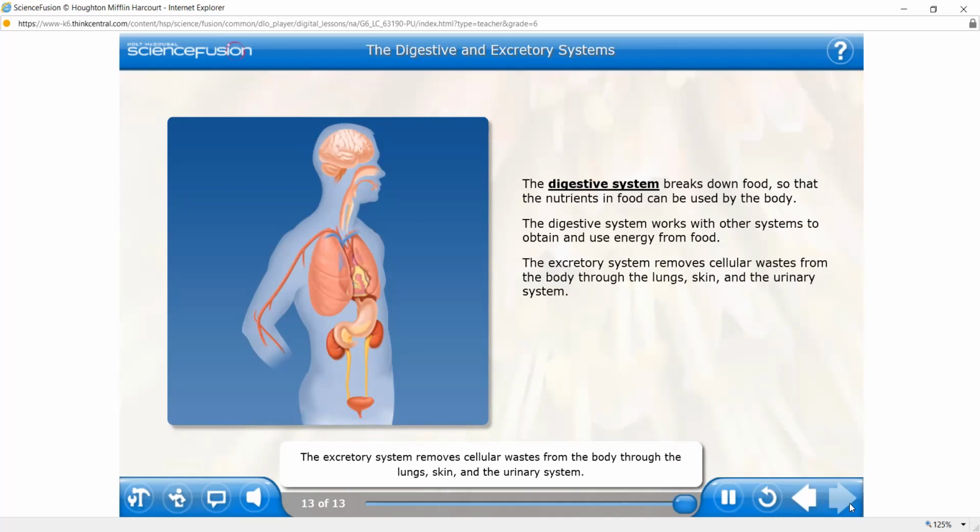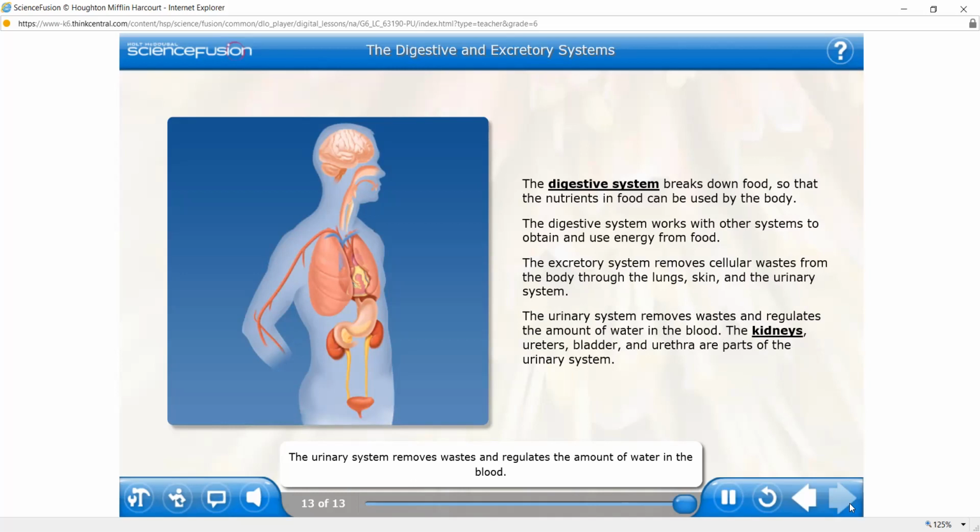The excretory system removes cellular waste from the body through the lungs, skin, and the urinary system. The urinary system removes wastes and regulates the amount of water in the blood. The kidneys, ureters, bladder, and urethra are parts of the urinary system. Now that you've finished this lesson, if you wish, you can go back and review any part of the lesson again.